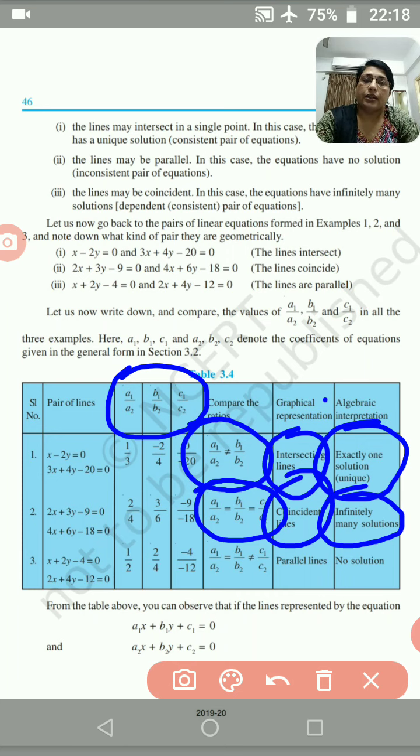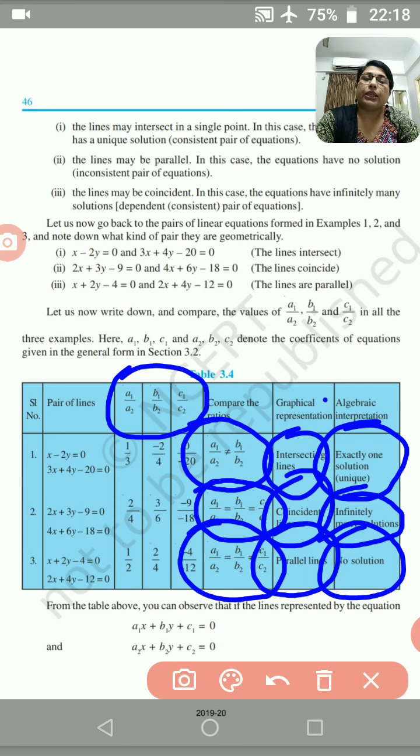In the third example, you can see the ratio A1 upon A2 is equal to B1 upon B2 but does not equal C1 upon C2. In that case, if we represent both the equations on the same graph paper, we will get parallel lines. And in algebraic interpretation, we can say no solutions are there. We will not get any solution for this pair of linear equations.